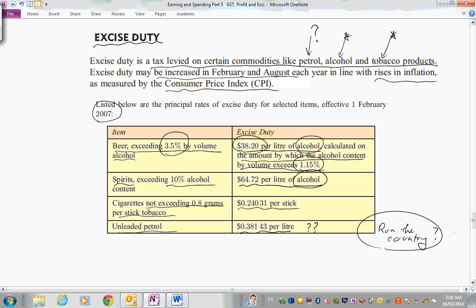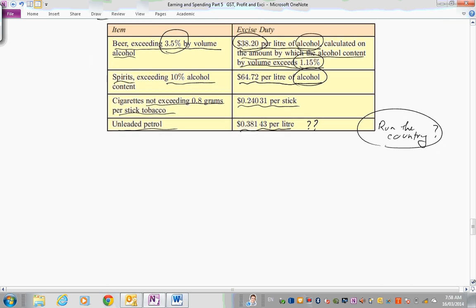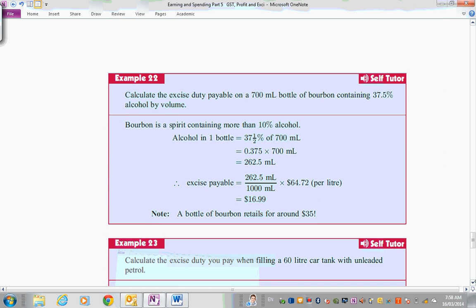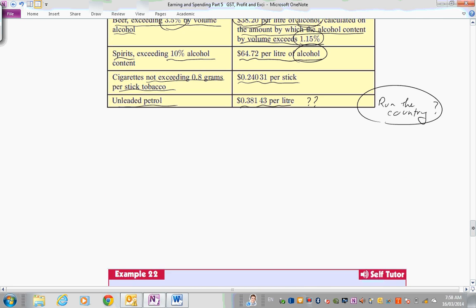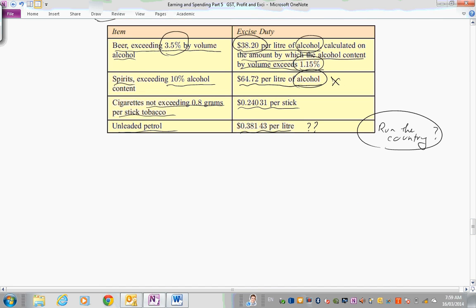All right, let's go down and see how to apply some of this to the stuff that we buy. Remember, we're trying to buy stuff here now, and seeing that we've still got tax floating around. Okay, calculate the excise duty payable on a 700ml bottle of bourbon. That's a form of whiskey containing 37.5% alcohol by volume. Okay, it contains more than 10% alcohol. So here you go to that next bracket. So let's go back up and have a look. Contains more than 10% alcohol. So that's this one here.